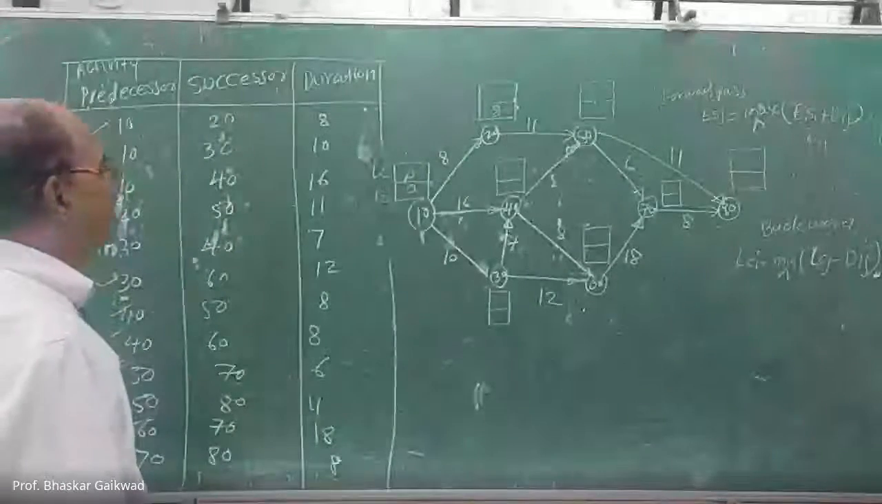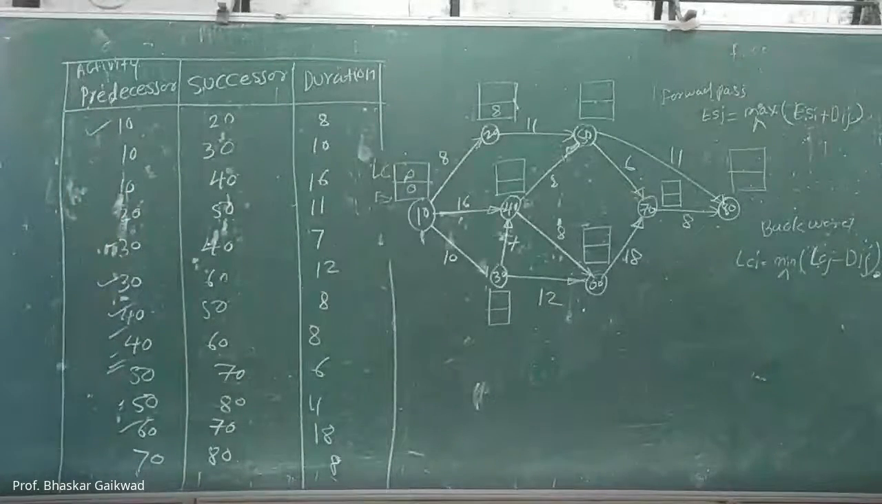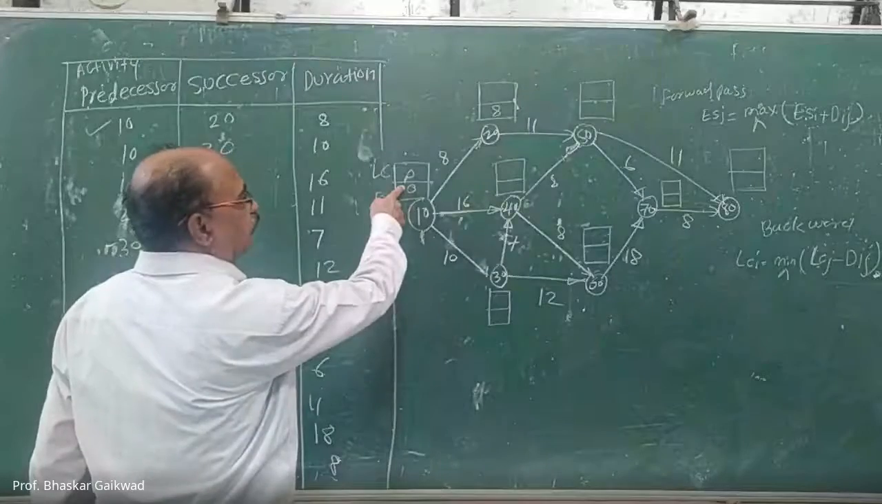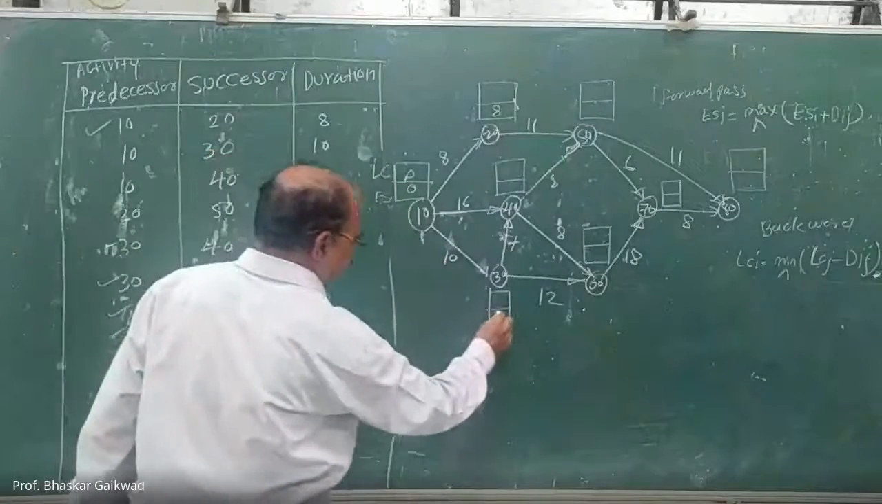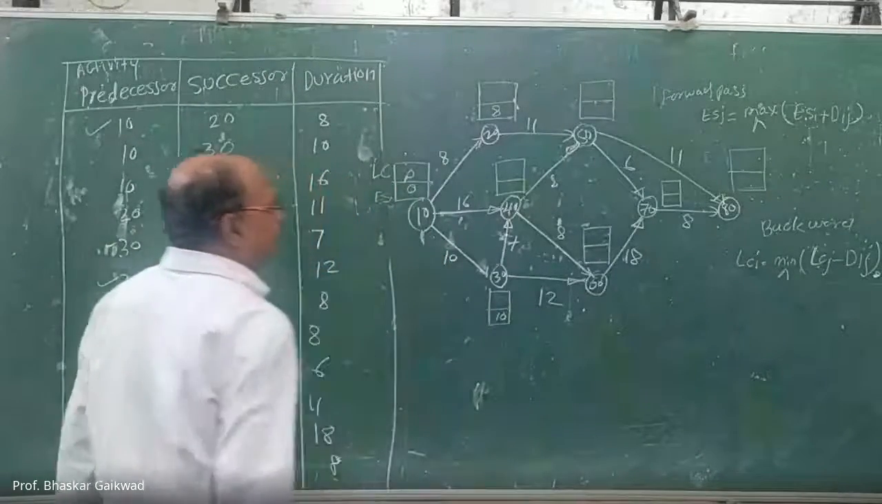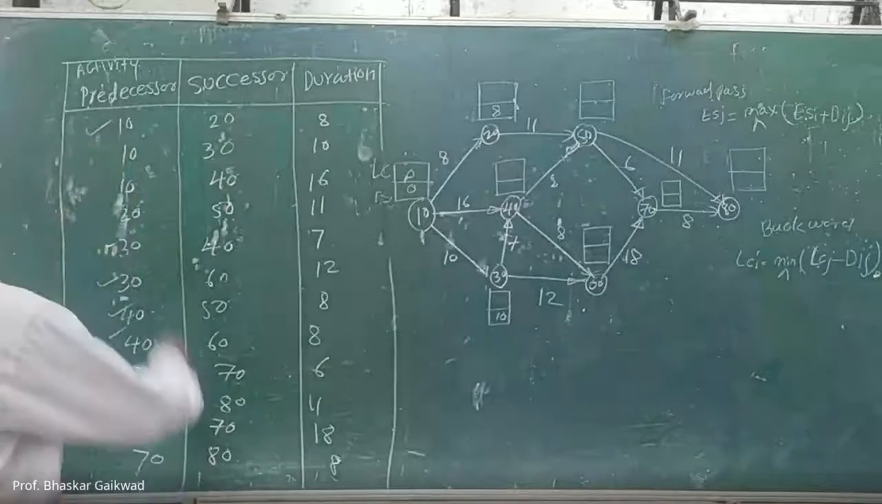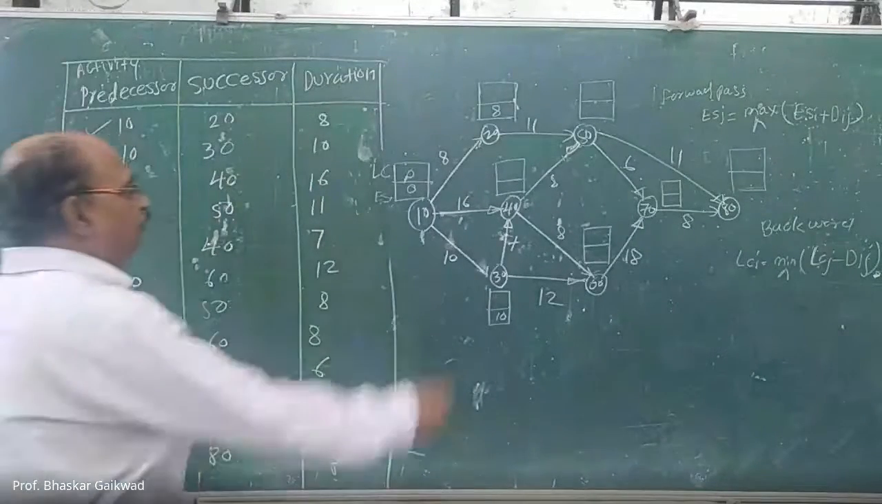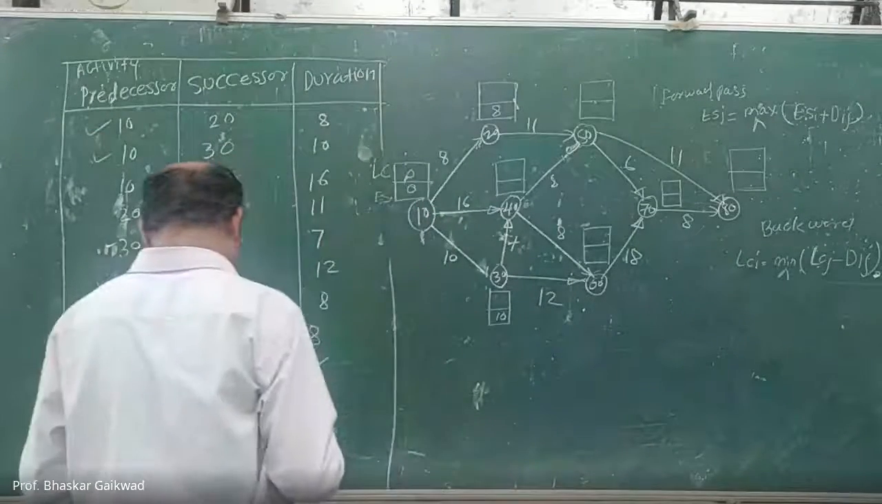After that, 10 to 30. How much is there? This plus this activity, 10. So this is our 10 to 40, and again here 60 will be there.